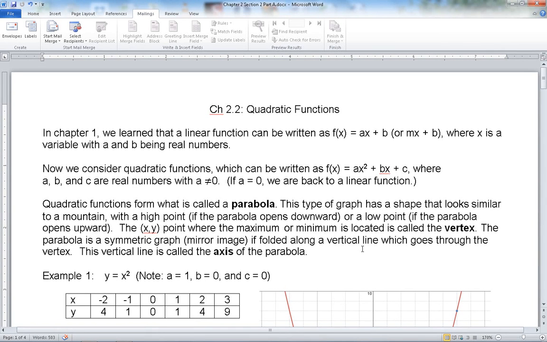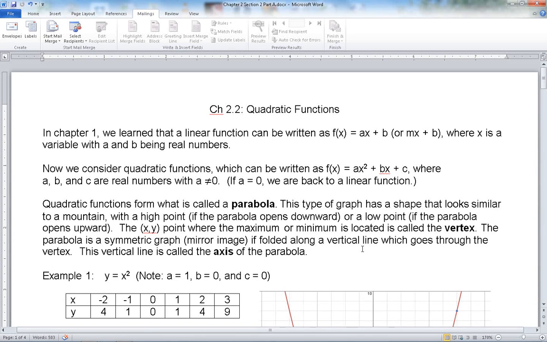Now we're going to consider a class of functions called quadratic functions. And these can be written as f of x equals a number a times x squared plus a number b times x plus a number c. Now in this case a cannot be 0, or else we have 0 times x squared. That term disappears and we're back to a linear function, something like bx plus c.